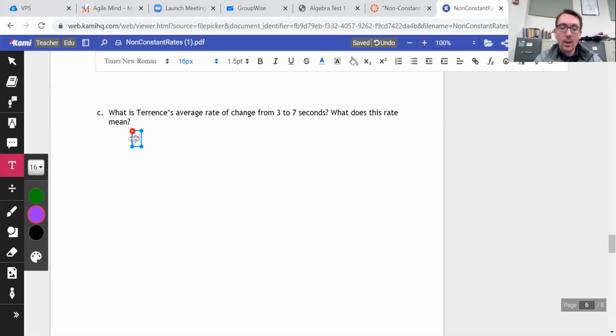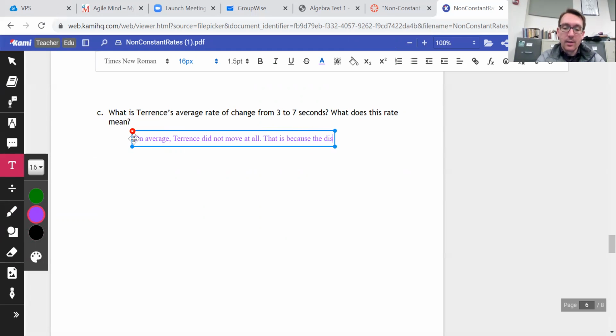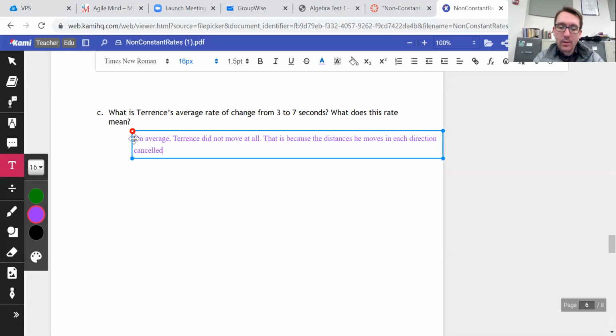So on average, Terence did not move at all. That is because the distances he moved in each direction canceled each other out. There. That's what we could say.